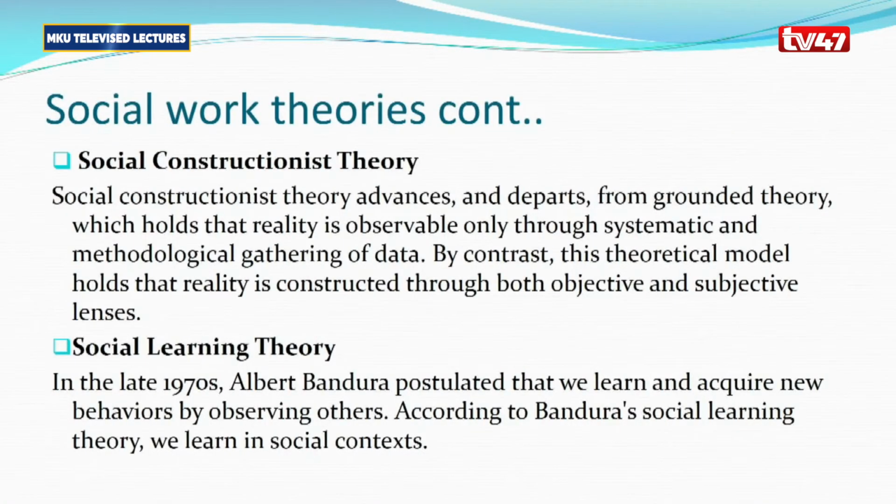Right. Social constructionist theory, I promised you we have enough of the theories. So that's another theory. Kindly interact with the details. But social constructionist theory advances and departs from the grounded theory, which holds that reality is observable only through systematic and methodological gathering of data. By contrast, this theoretical model holds that reality is constructed through both objective and subjective lenses.